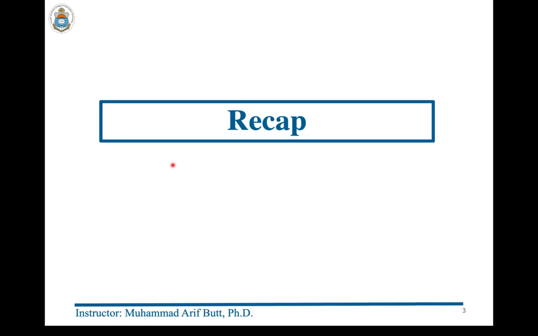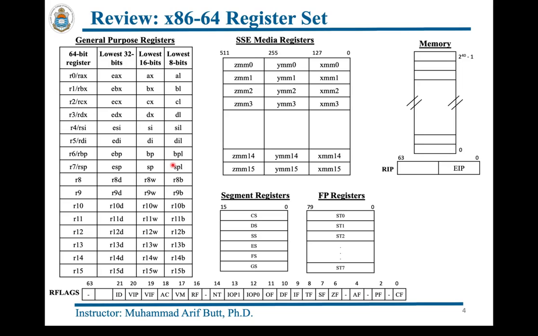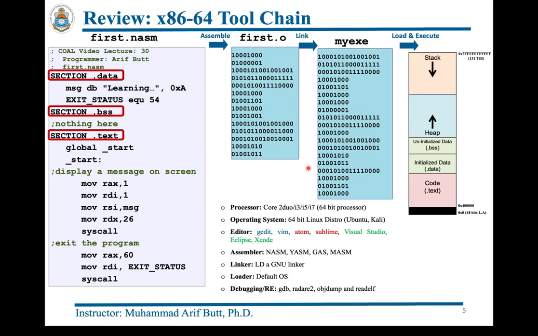So, first a recap. This slide shows the register set of x86-64 microprocessor that we have discussed in length in lecture number 28 of this course. This slide summarizes the x86-64 programming toolchain and the layout of assembly program, and we have discussed this in detail in lectures number 29 and 30 of this course. If you have not gone through these sessions, I strongly recommend that you first go through these sessions and then fall back to this.